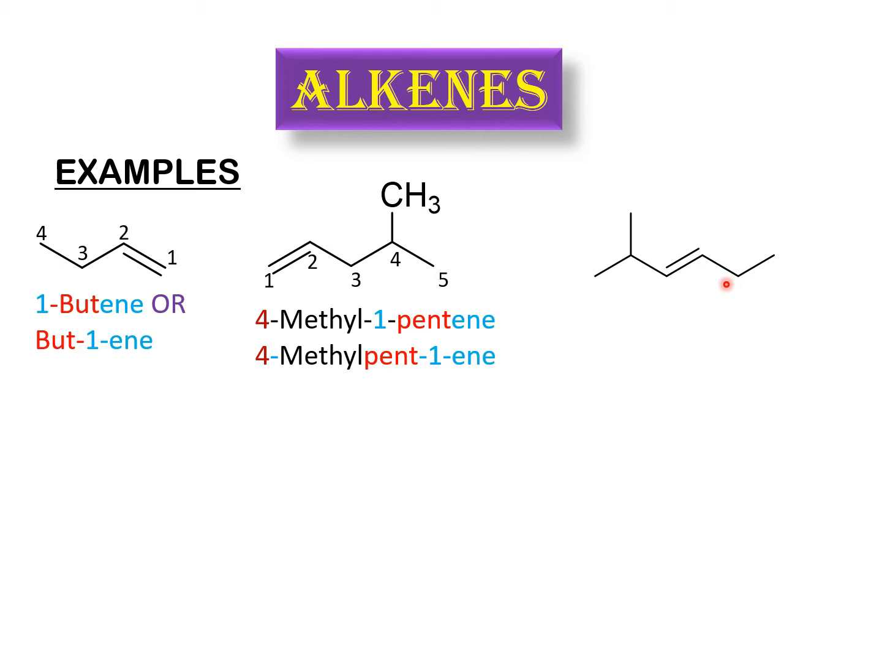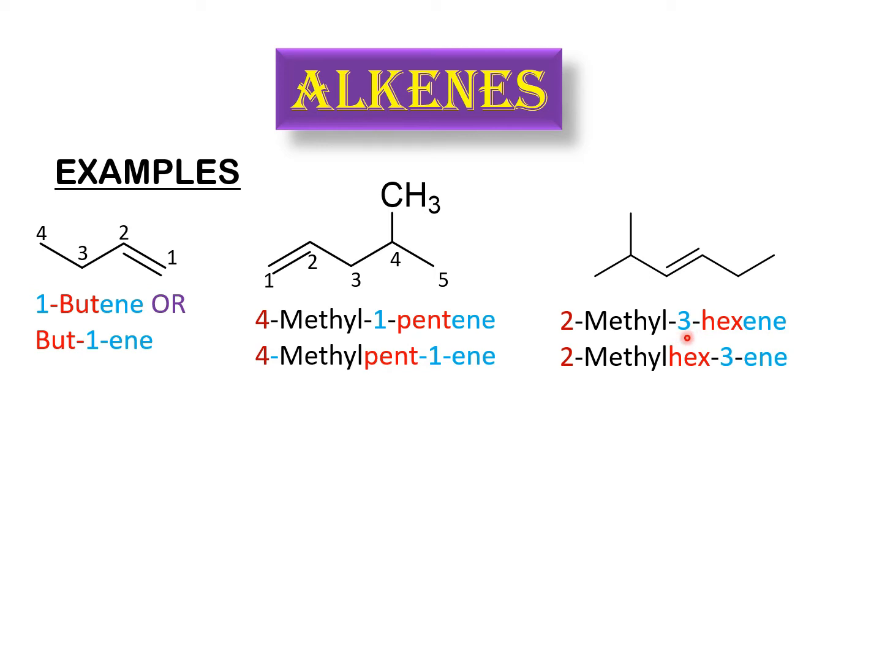So if the double bond cannot decide from where you should start numbering, then you have to look at the position of substituents. So from here, the substituent, the methyl group, is at 2, and from here, the substituent is at 5. So we have to start numbering from the left so as to give lowest position to the substituents. So it's a 2-methyl 3-hexene. We have 6 carbon atoms, so it's a hexene, and at position 3, we have the double bond.